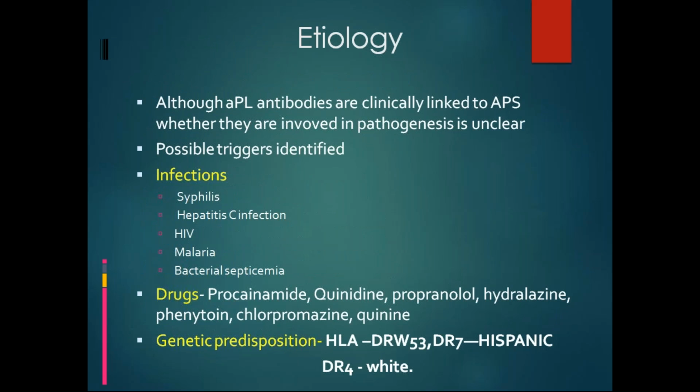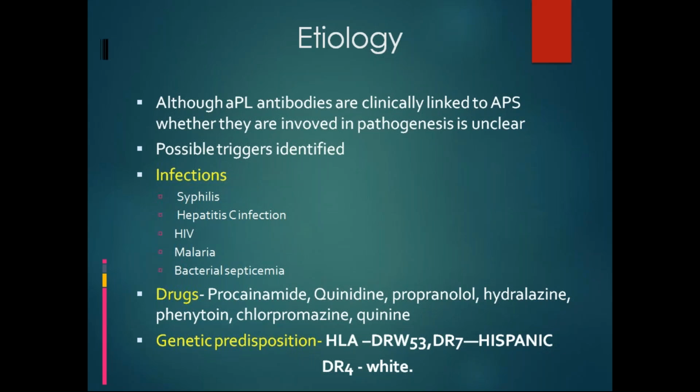Although antiphospholipid antibodies are clinically linked to antiphospholipid syndrome, whether they are involved in pathogenesis is unclear. What are the infections that might lead to antiphospholipid syndrome? Some are syphilis, hepatitis, HIV, malaria, and the like. And the drugs which lead to thrombus formation are procainamide, quinidine, propranolol, hydralazine, and phenytoin, which is an anti-epileptic drug. You must remember quinine is an anti-malarial.